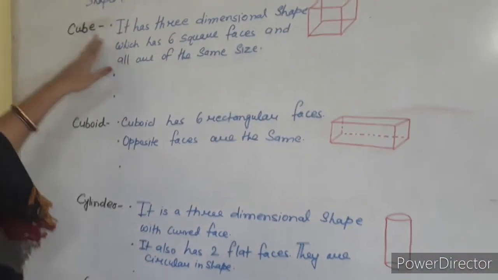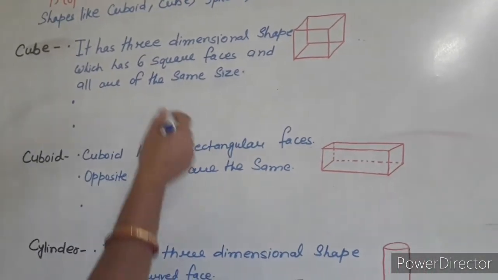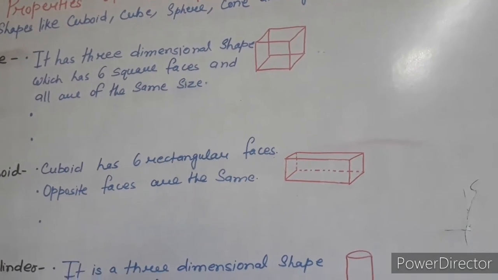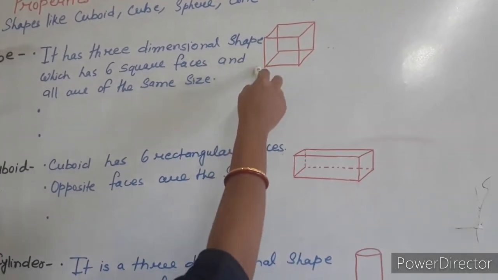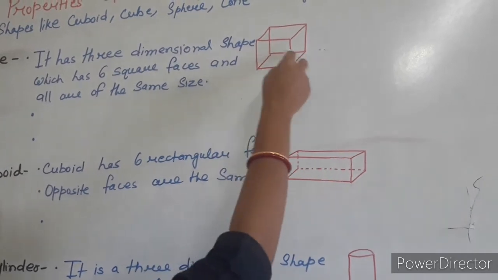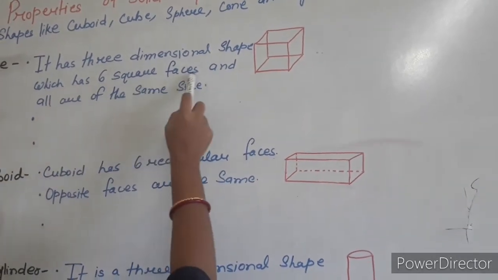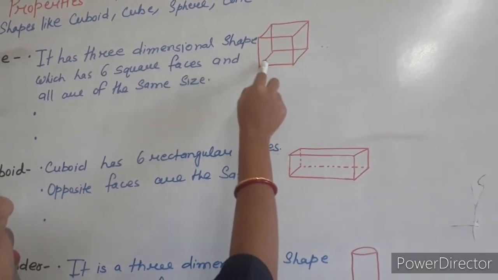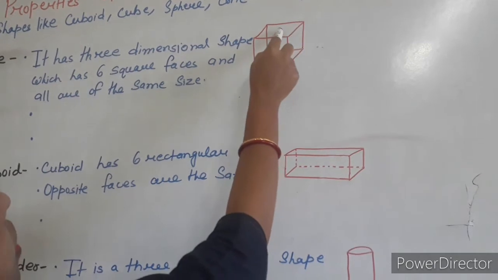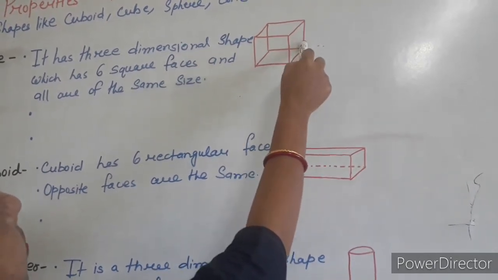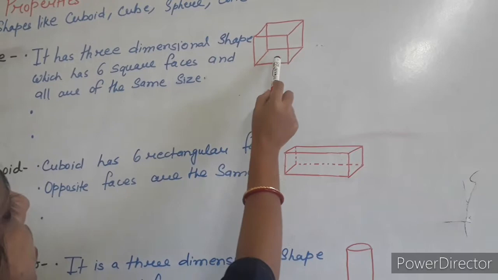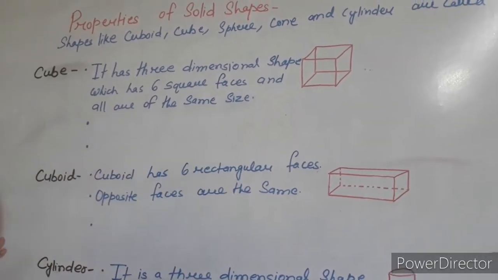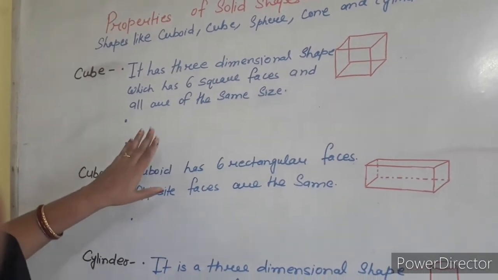Then cube. It is a three-dimensional shape. As I told you in my previous video, a three-dimensional shape has length, breadth and height. This is length, this is height, length, breadth. And it has 6 square faces. This is a square, then this is again a square, and 2, 3, 4, 5, 6. These are 6 square faces and all are of the same size. As you know, in a square all sides are equal.